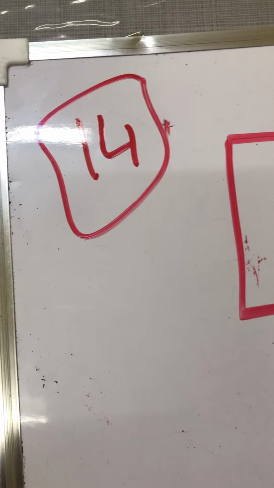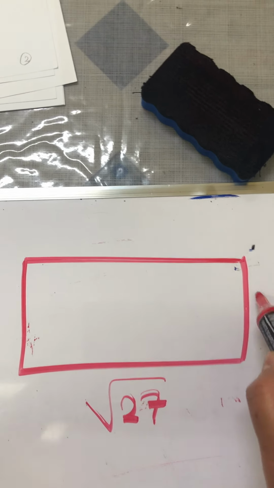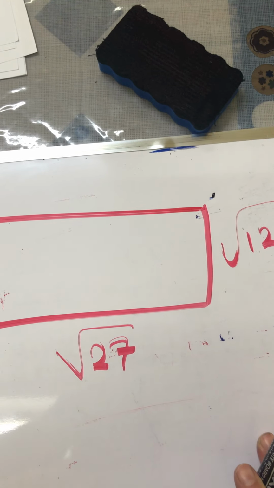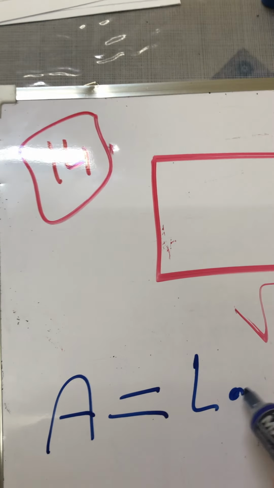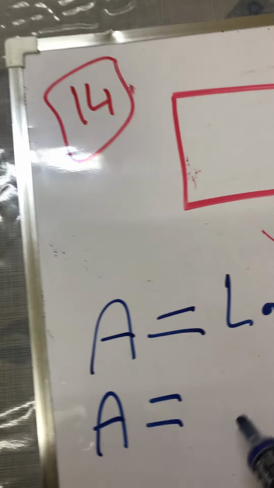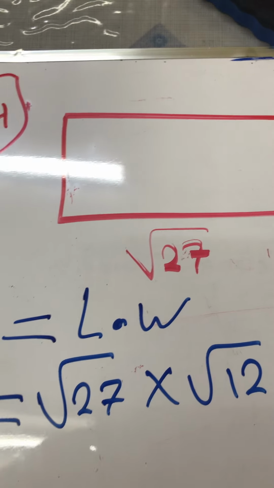Okay, let's draw the problem. He said rectangle. Okay, rectangle. Dimensions square root 27, square root 12, like this. He asked about the area. What is the formula of area? Area of rectangle equals length multiply width. So the area equals square root of 27 multiply square root of 12, like this.